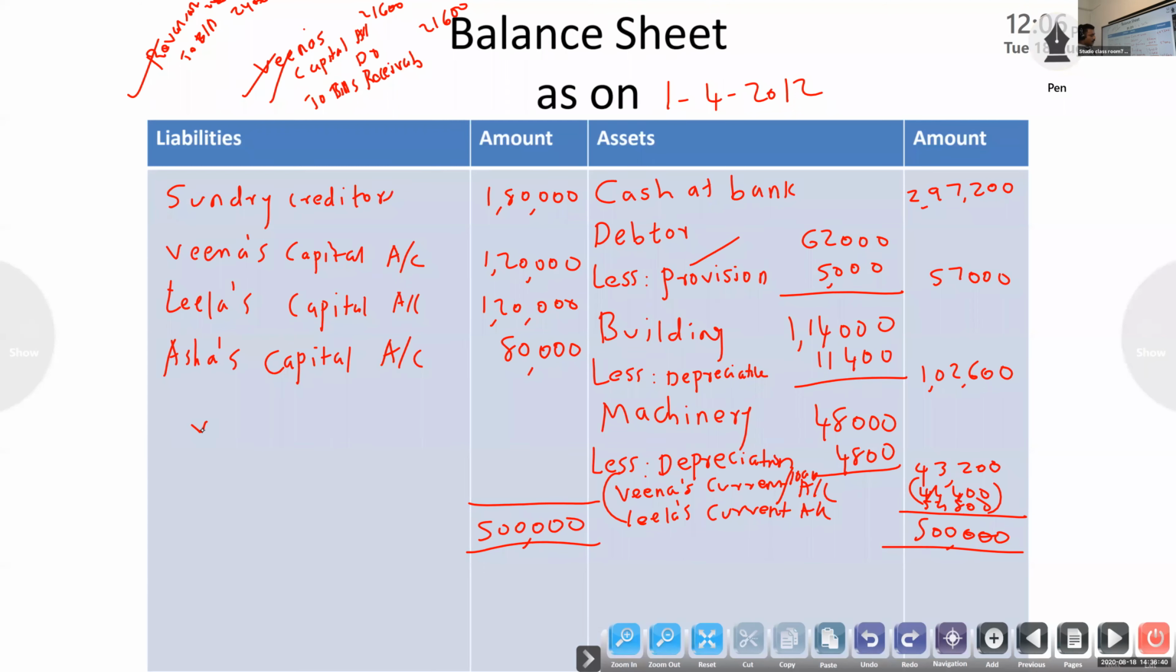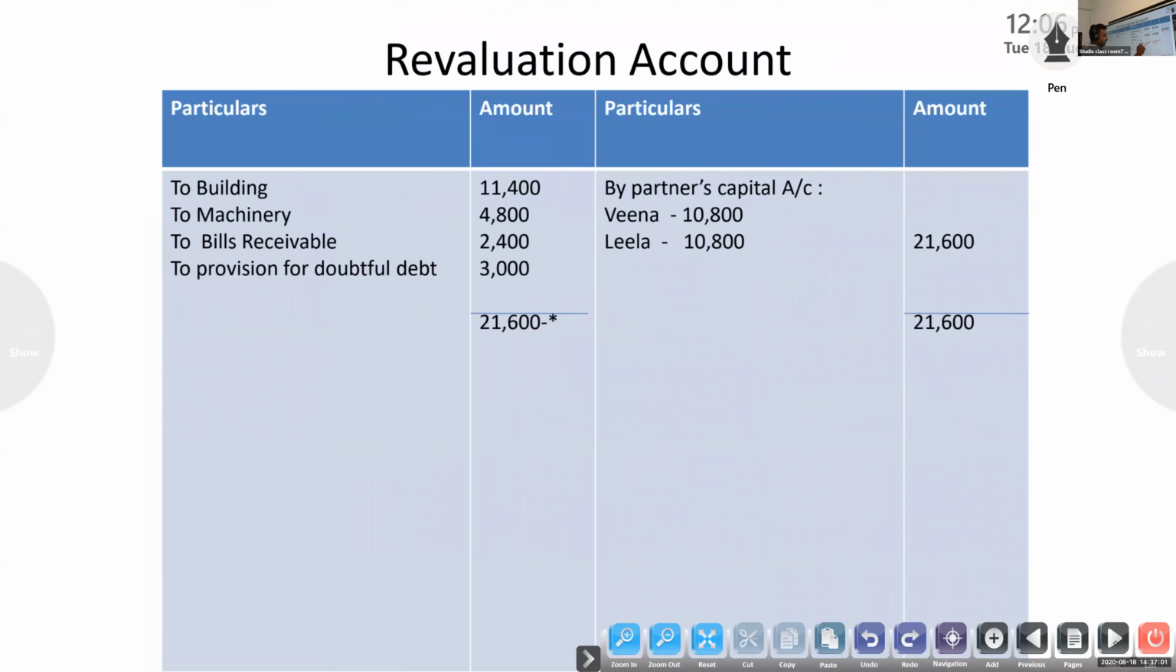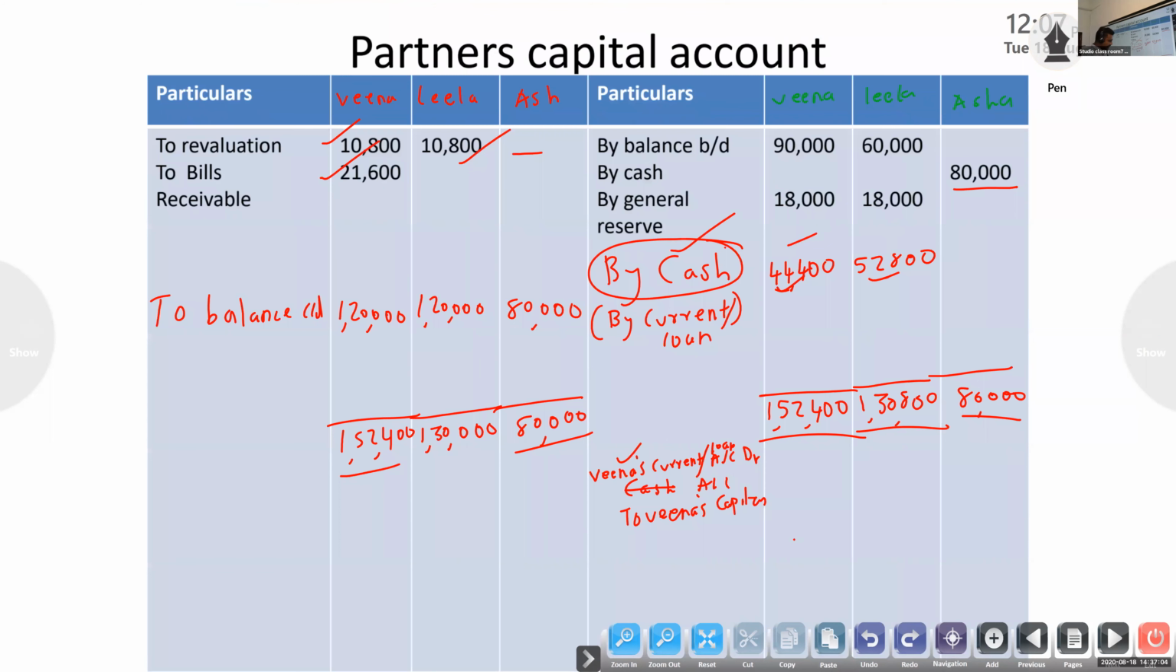Okay, if it is current or loan account, you have to write it in partners capital account and the balance sheet. These two amounts you have to write on the same side. Partners capital account, credit side here we wrote, so the same side, asset side, we have to write. Suppose we are writing Leela's current account.